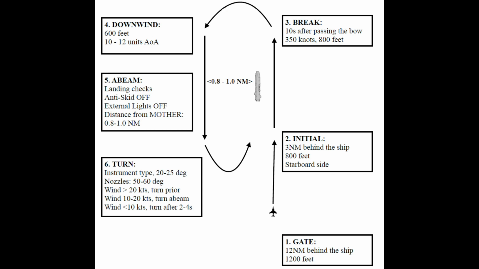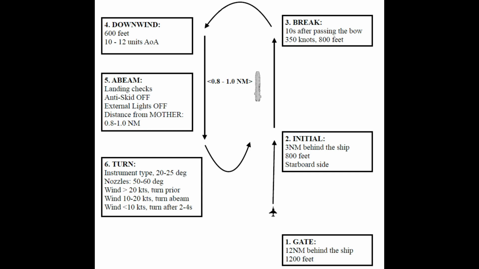to perform the break. As we perform the 180, to get downwind, we want to bring the aircraft down to 600 feet and pull 10 to 12 units of angle of attack, all the while throttling back, decelerating below 250 knots. Once we beam our landing spot, we will want to perform our landing checks, switch anti-skid off, external lights off, and the distance from the ship should be no greater than 1 nautical mile.